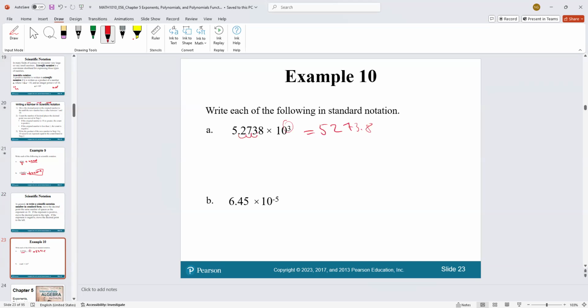Now, look at the second one. First of all, we see negative 5. Negative 5 means we're going to move 5 units to the left, since the exponent is negative. We're going to do 1, 2, 3, 4, and 5. So that means it's 0, 0, 0, and 0. So we're going to have 0.00000645. See, I put everything.